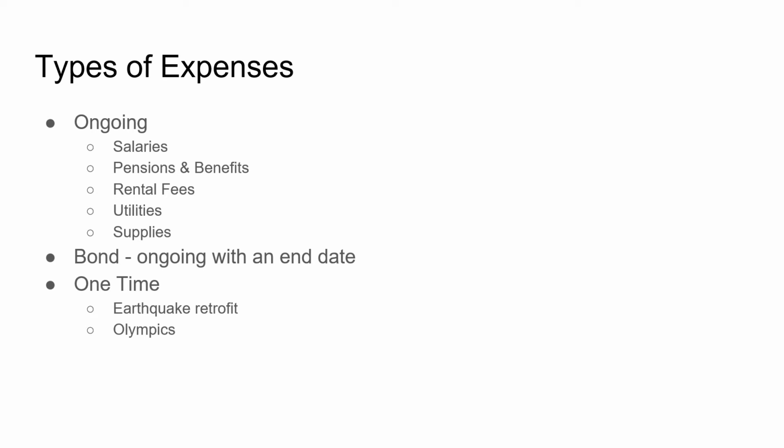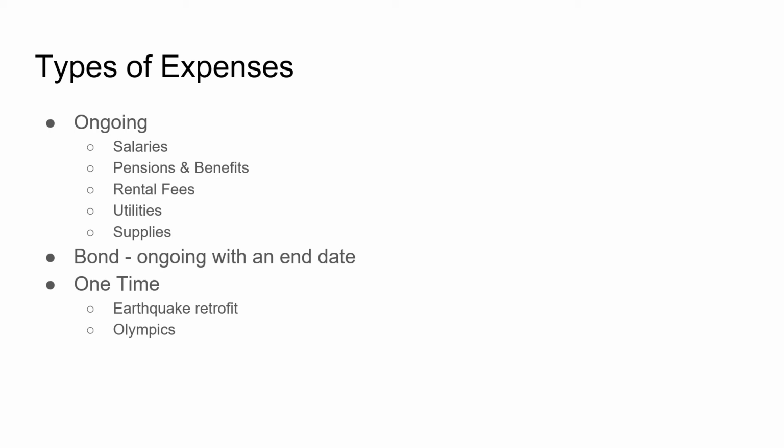Some of the expenses that cities have are ongoing expenses. This is the salaries. You have to pay somebody a salary every single month. You have to put money into their pension and benefits every single month. If the city is renting or leasing any space, they have to pay that. They have to pay utilities. They have to pay for supplies. These are the kinds of things that happen day in and day out, no matter what else is going on.